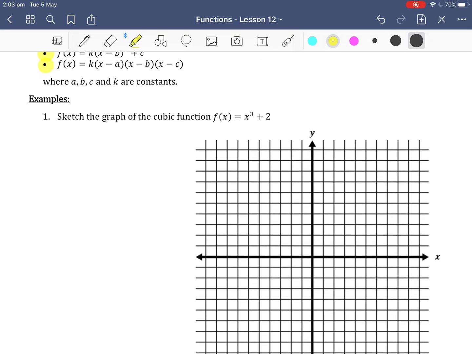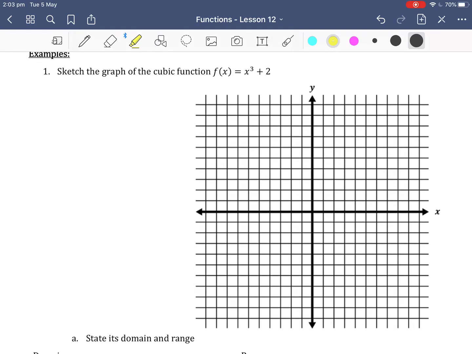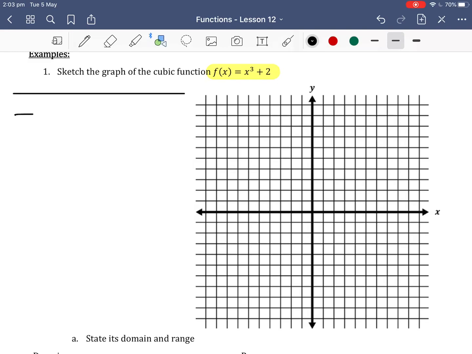So our first example is to sketch the graph of the cubic function f(x) = x cubed + 2. To sketch the graph of the cubic function, what we're going to do to start off with is draw a table of values. So let's just quickly draw that up.